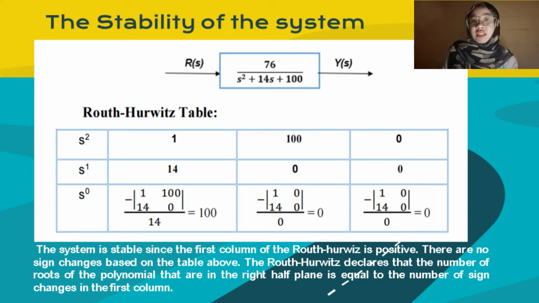Based on the calculation, the system is stable. The system is stable since the first column of the Routh-Hurwitz table is positive. There are no sign changes based on the table above. The Routh-Hurwitz criterion declares that the number of roots of the polynomial in the right half plane is equal to the number of sign changes in the first column.